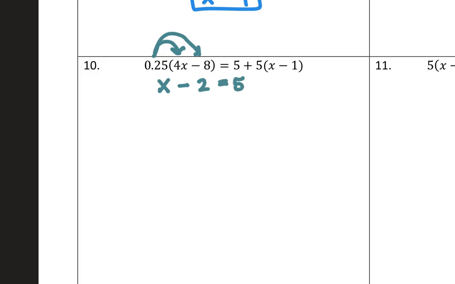Nothing happens with that first 5, but that second 5 has to be distributed. What's 5 times x? 5x. And what's 5 times negative 1? Negative 5. All right, I'm going to highlight all my variables, and there's only 2. Now, if you notice, there are 3 not highlighted.